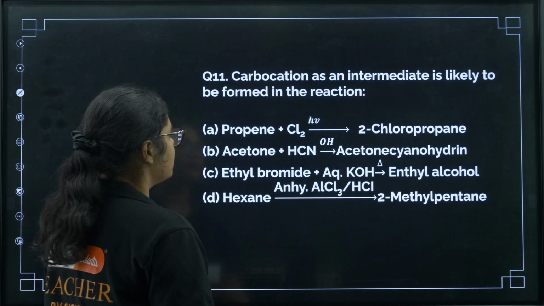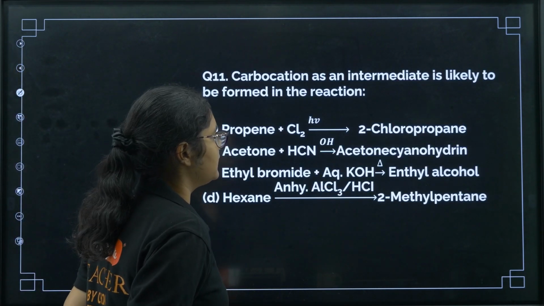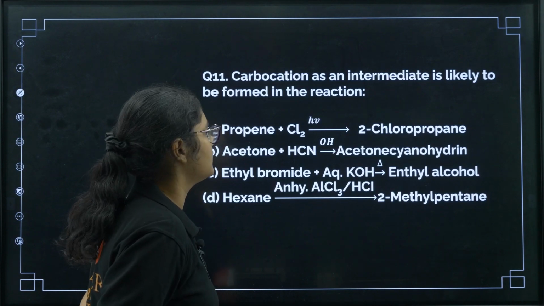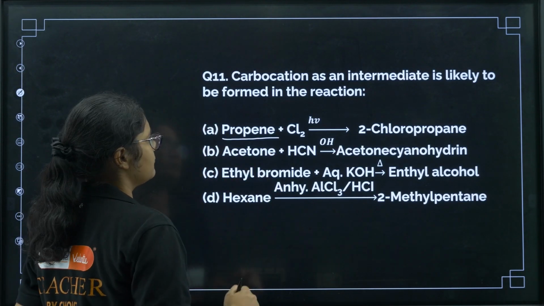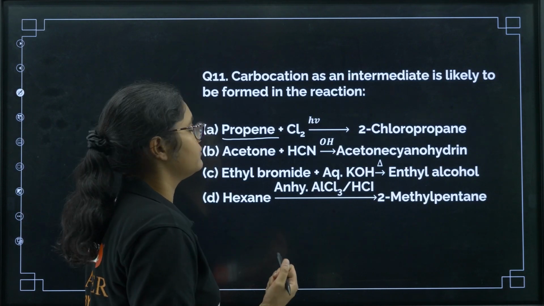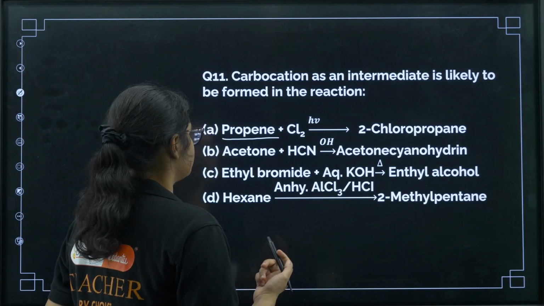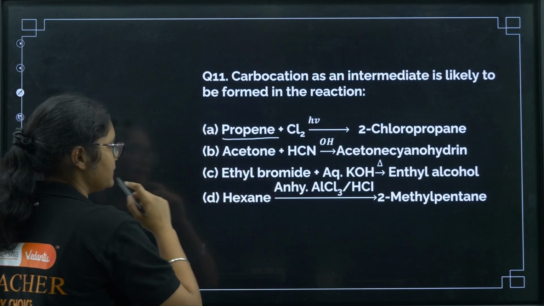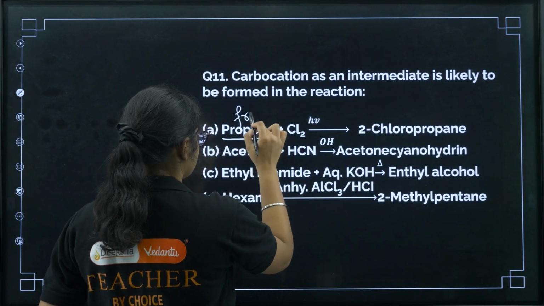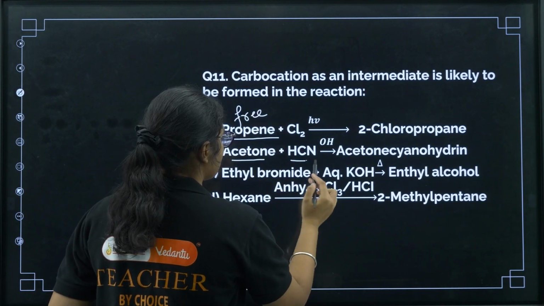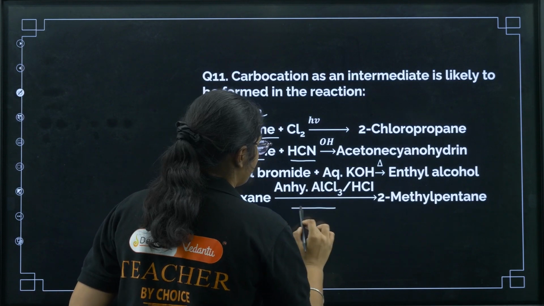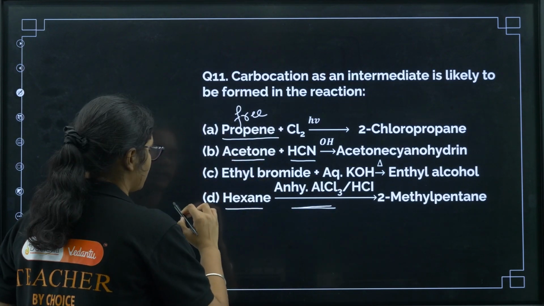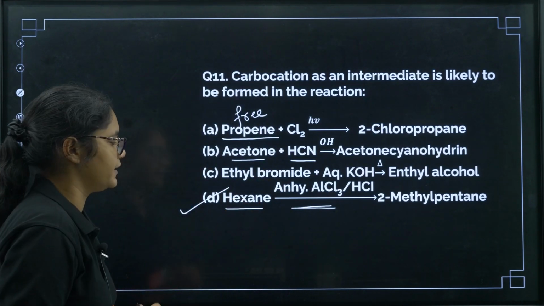Next, question number 11, carbocation as an intermediate is likely to be formed in the reaction. So if you see the propene reaction, in this free radical is formed. In acetone and HCN there is no carbocation formation. Hexane with anhydrous AlCl3, this one we get carbocation, so option number D is the correct answer here.